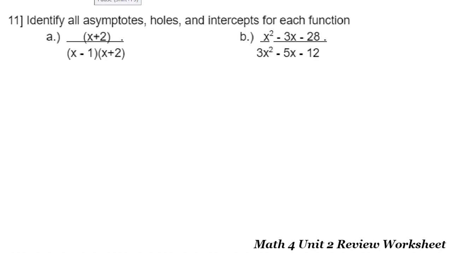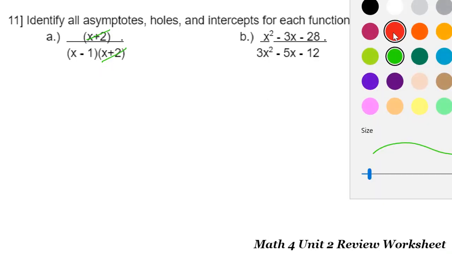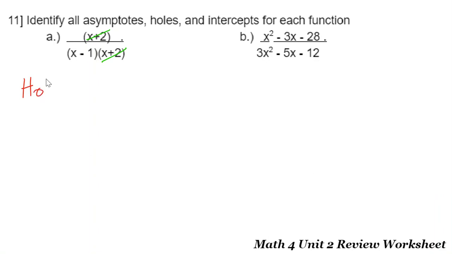Okay, and we're back with the second half of the Unit 2 review for Math 4. Picking up with number 11, we're going to identify the asymptotes, the holes, the intercepts, the whole 9 yards. First of all, I have these factors that will cancel out, and that tells me that I have a hole where x is -2. Remember, of course, to flip the sign from factor to solution, the sign changes like that.